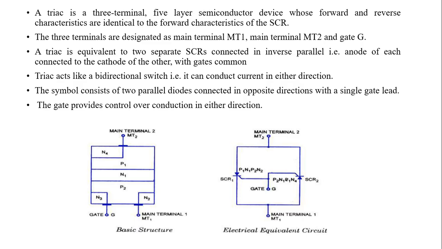So here it is the basic structure, and this is the electrical equivalent circuit, and the two SCRs will have the layers of P1N1, P2N2, and the other SCR will have the layers of P2N1, P1N4.